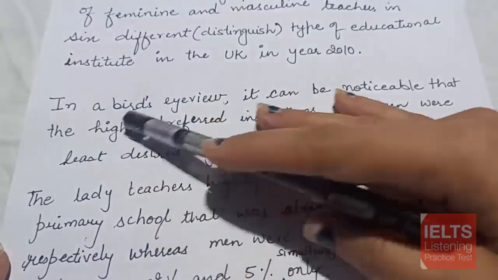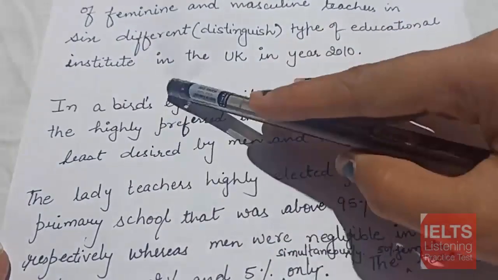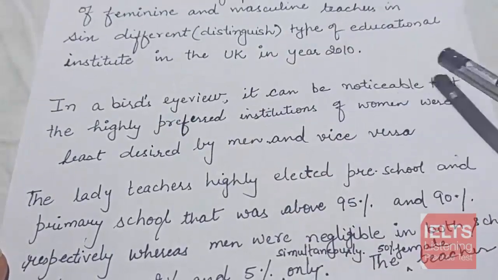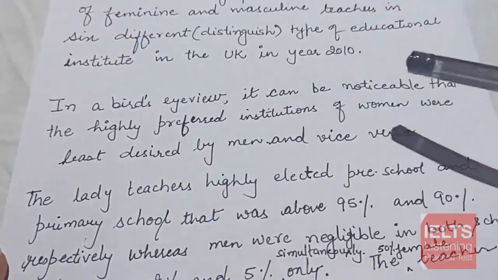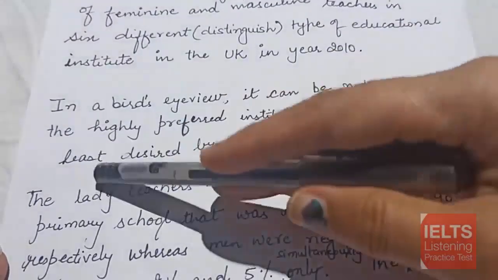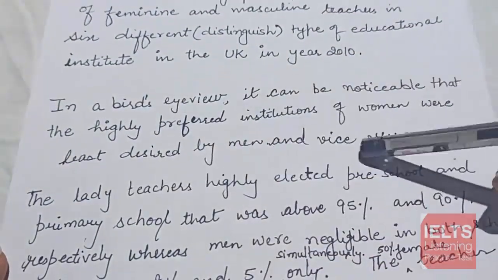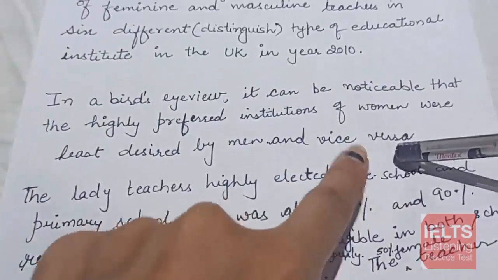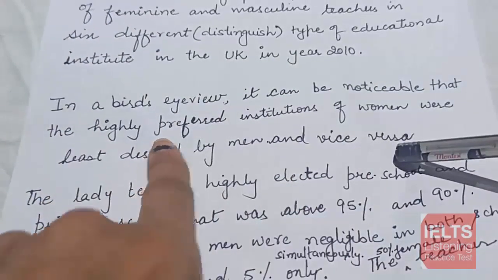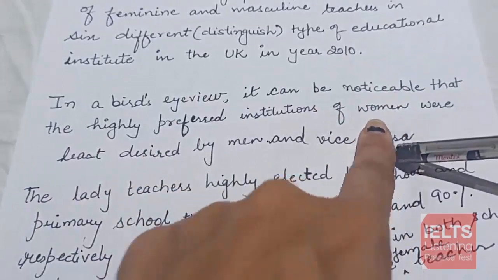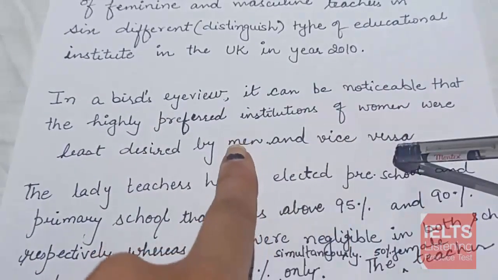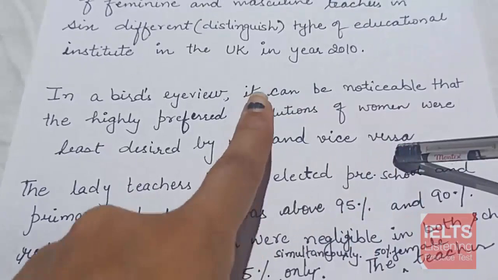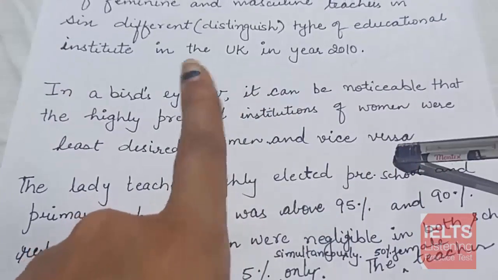So in a bird's eye view, that means in an overview, it can be noticeable that the highly preferred institutions of women were least desired by men and vice versa. Vice versa means the highly preferred one by women is least preferred by men, and the highly preferred by men were least preferred by women.